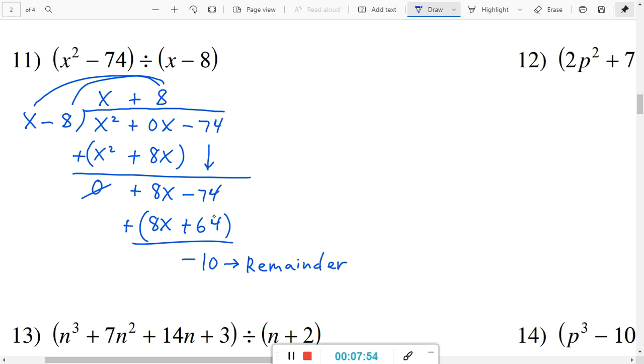Okay, and just like we said before, the remainder is going to be in the form of a fraction. This part is the numerator, and this right here is going to be the denominator. So we have our negative 10, so it's going to be minus 10 over x minus 8. Okay, final answer.